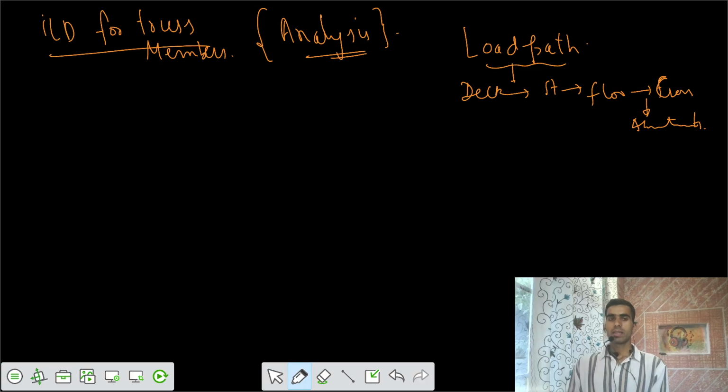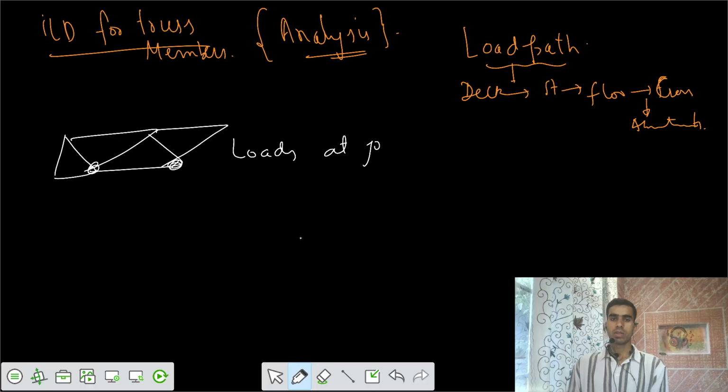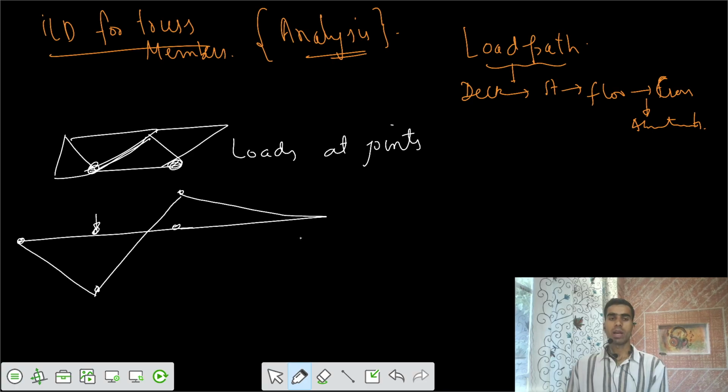Now we say that we are applying load only at the joints for the truss. If you have any general truss, you have to apply the loads only at the joints. So loads are applied at joints. That means if you talk about any particular member, we might have some critical points where we apply loads, and we need to get the ordinates at those critical points. Finally we can join them by a straight line, and that would be your ILD.